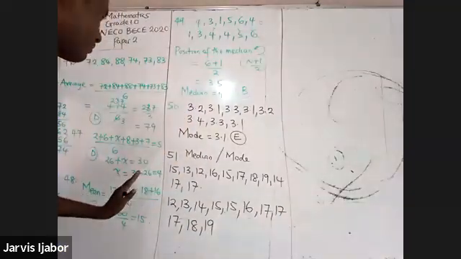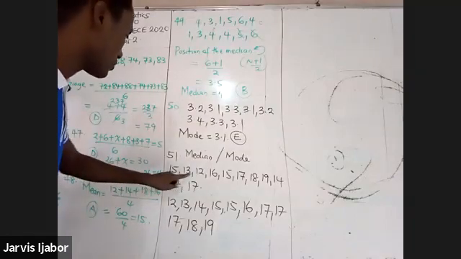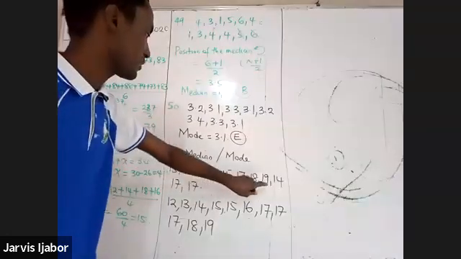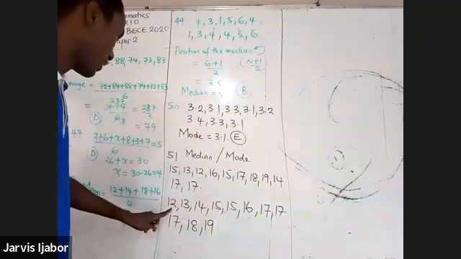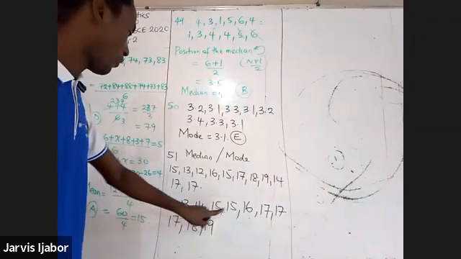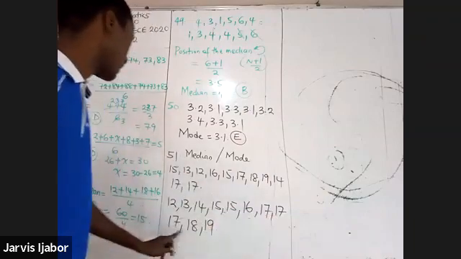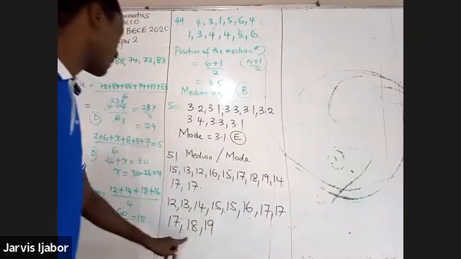Now I advise you to compare. Don't be in a hurry. Count 1, 2, 3, 4, 5, 6, 7, 8, 9, 10, 11. There are 11 pieces of information here. How many do you have here? 1, 2, 3, 4, 5, 6, 7, 8, 9, 10, 11.